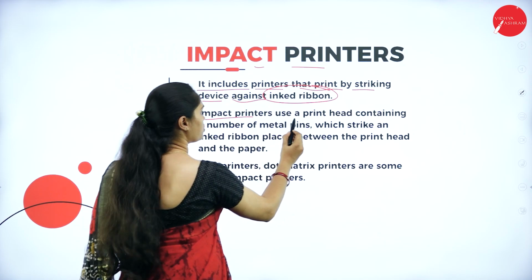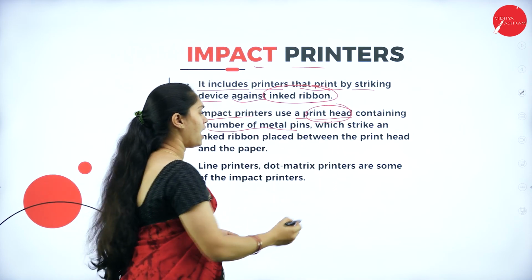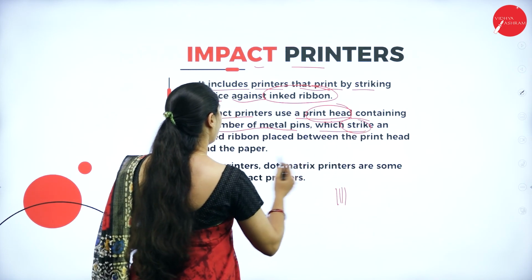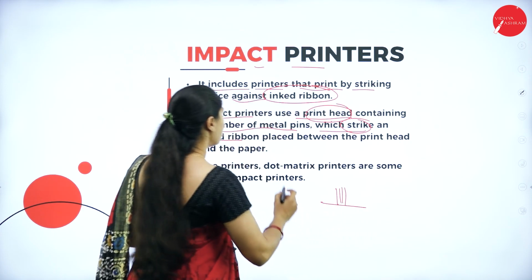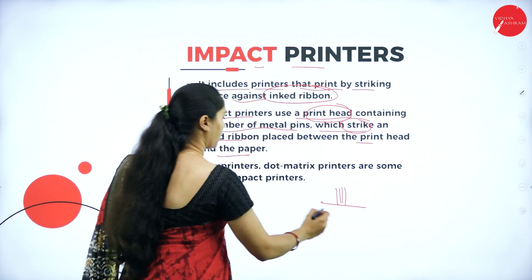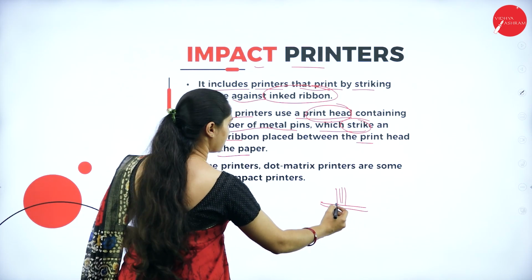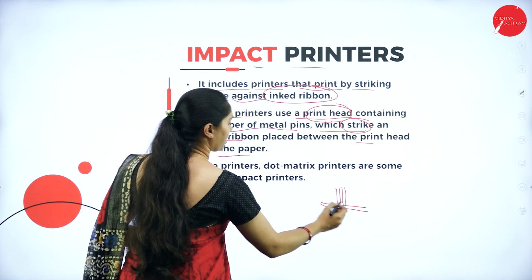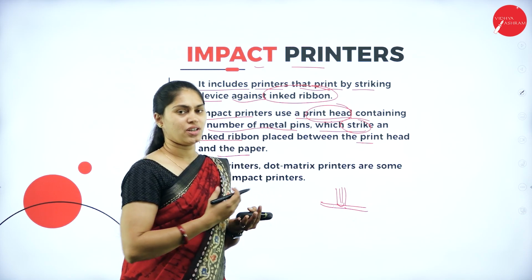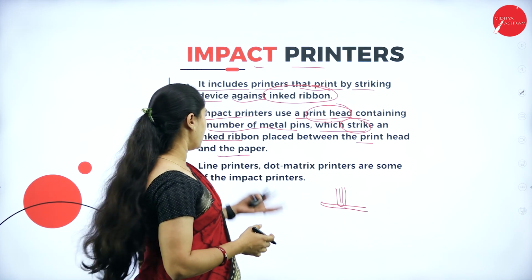Impact printers use a print head which contains a number of metal pins. These metal pins strike on the inked ribbon, which is placed between the print head and the paper. By striking against that inked ribbon, the impression of the data, or any character or image, is produced.